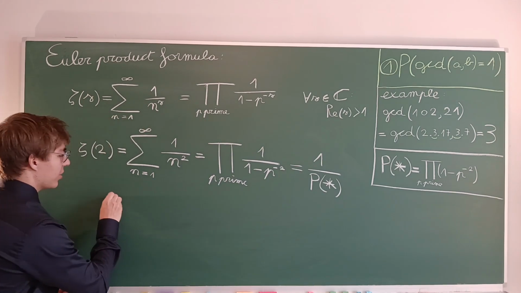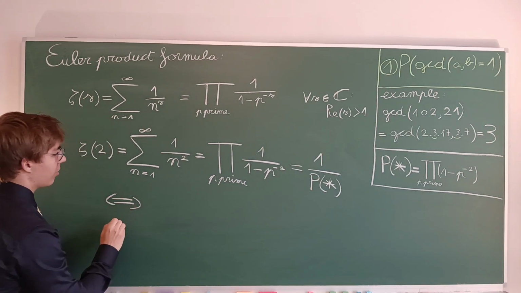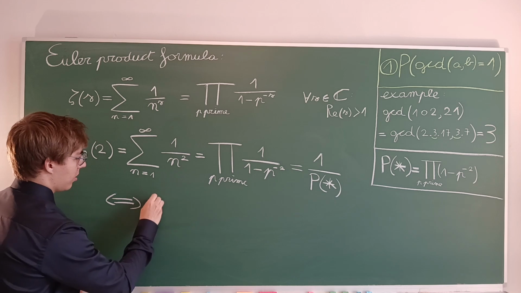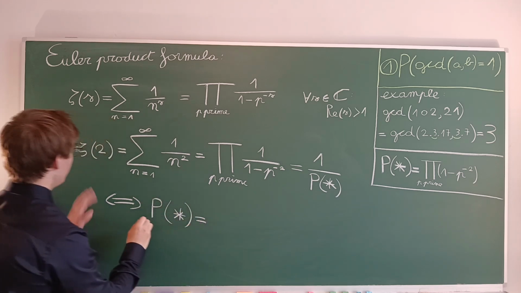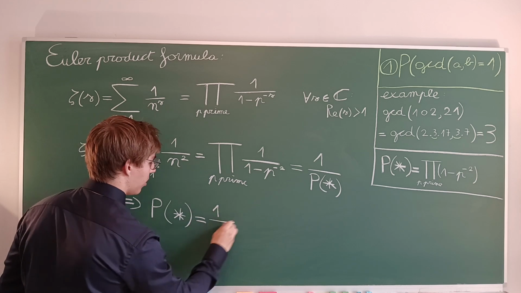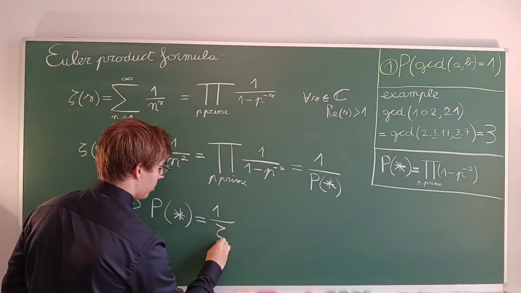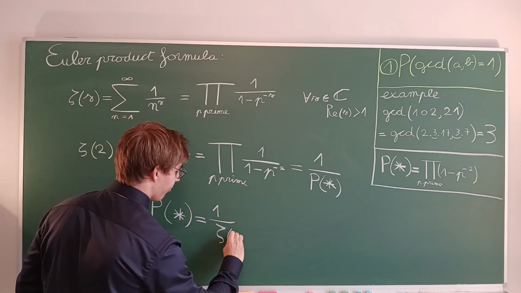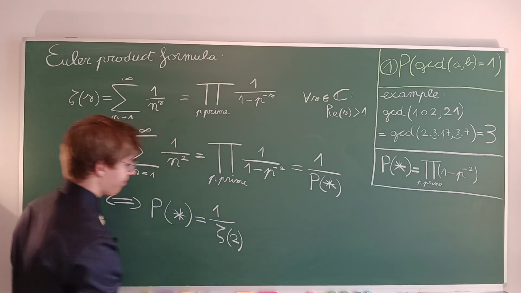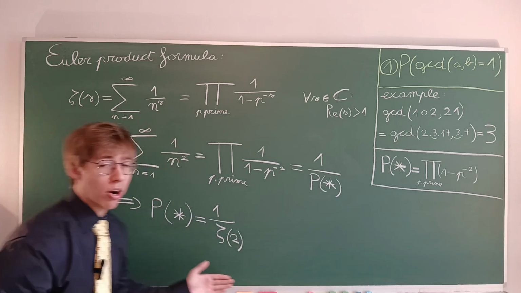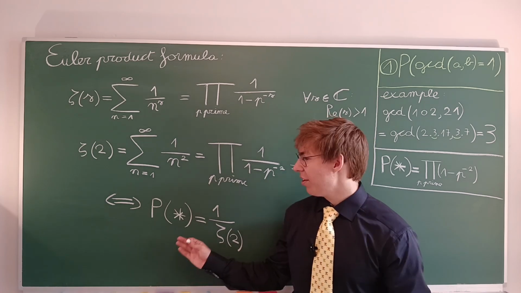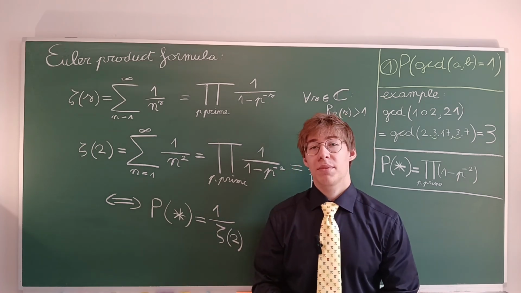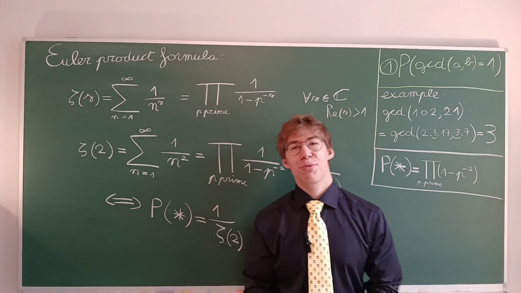So what we actually need to solve for is P of star, which is 1 over the Riemann zeta function of 2. So if we are able to calculate the Riemann zeta function of 2, then we have our desired probability. But first, let me prove this beautiful result.